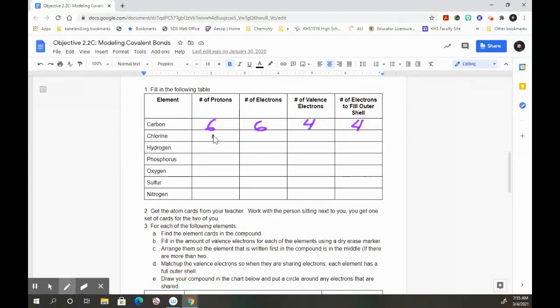Chlorine has 17 total protons, 17 total electrons, but only 7 of those electrons are valence because it is in group 7A, which means it will need 1 more to fill its outer shell. Hydrogen has 1 proton and 1 electron. It only has 1 electron shell, so that 1 electron is the valence electron. Now, hydrogen is an exception here since it is in that first row. It only wants to get 2 valence electrons. Hydrogen and helium are the exceptions to the octet rule. They only want to get 2 electrons to fill their outer shell. So it will only need 1 more to fill that outer shell. So make sure you have finished the rest of this chart before you go on to the next step.